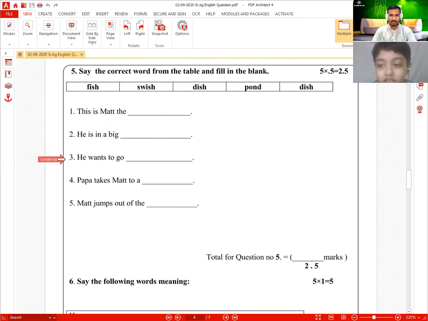Then he wants to go dash. He wants to go dash. Where does he want to go? The fish wants to go where? Swim. No. Swish. Yes, swish. Then Papa takes Matt to our dash. Pond. Okay, last one. Matt jumps out of the dash. Dish. Yes. Okay, question number five done.